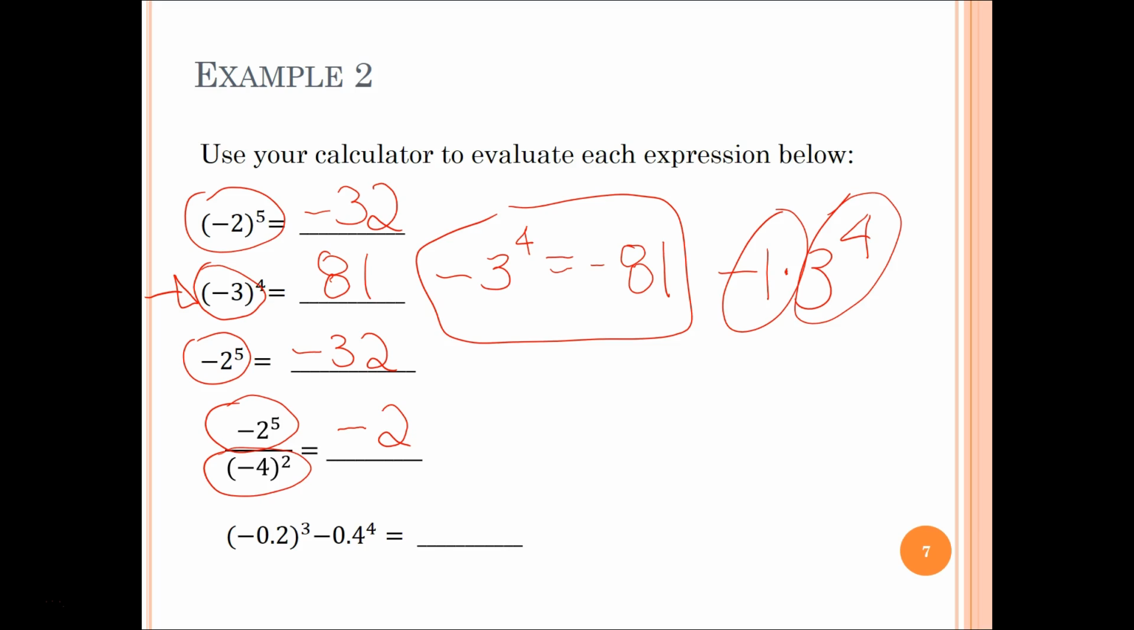Now, in the next one, make sure you're using parentheses when you should. And if you've done this correctly, your answer should be negative 0.0336.